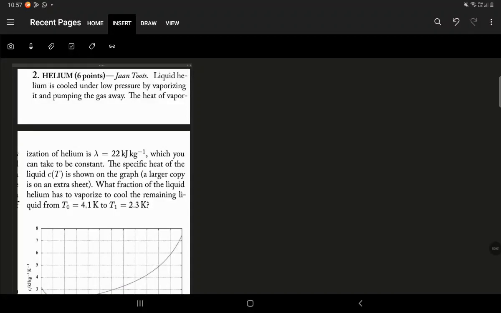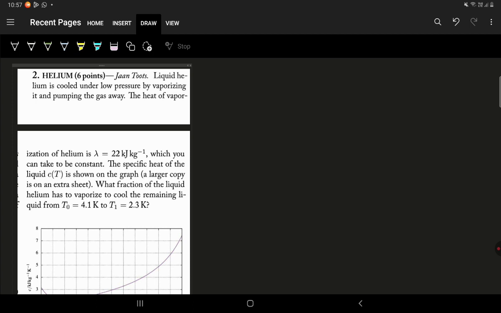Hello everyone. So today in this lecture we'll be discussing a problem from NBPHO again, and this question is from the topic of thermodynamics. The question says: liquid helium is cooled under low pressure by vaporizing it and pumping the gas away.